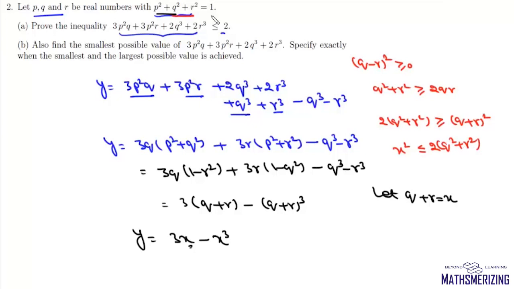So from here we can write x square will be less than or equal to 2 times q square plus r square. Now q square plus r square is 1 minus p square. That is, it is always less than or equal to 1. So this is always less than or equal to 2. So from here we can write x square is always less than or equal to 2. That is, value of x should lie between minus root 2 and plus root 2. Now we have to find absolute maximum and minimum of this function in this interval.